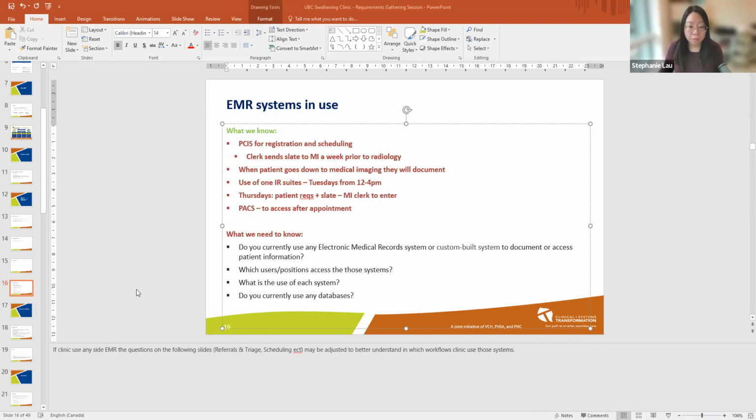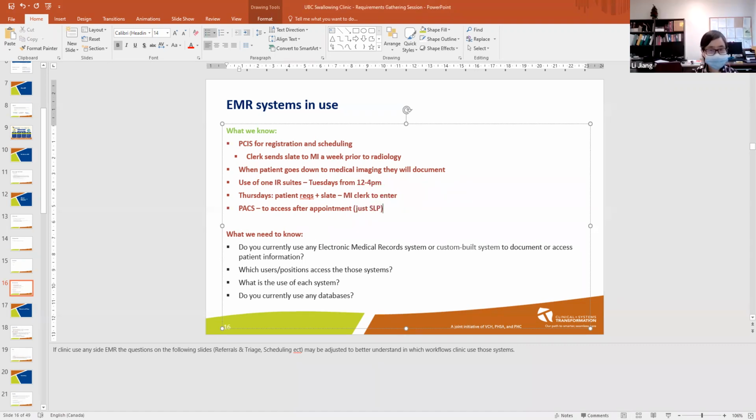Okay. All right. Are the SLPs the only ones that would access PACS, or would the OT and the dietitian also access it as well? I believe it's just the SLPs. Lee, Carolla, is that correct? That's right. Only SLP.